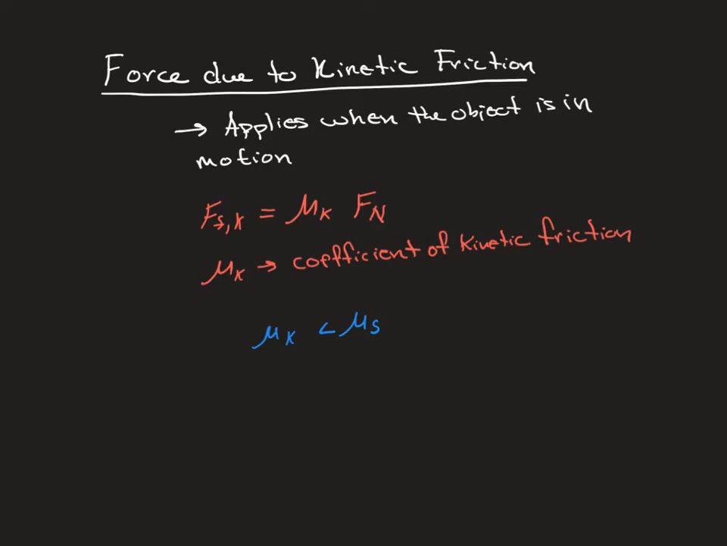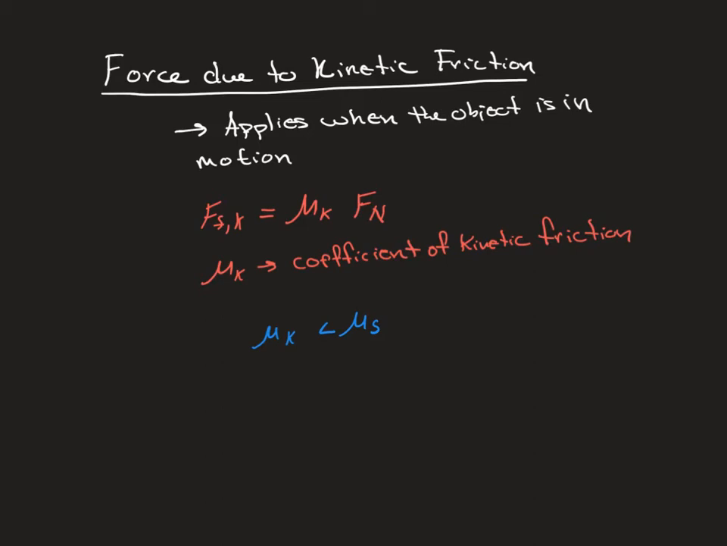And the coefficient of kinetic friction is different than the coefficient of static friction. Typically it is a lower value. It actually requires less force to keep something in motion than it does to start it in motion. So this is why if you're pushing a heavy object and you're pushing and pushing and pushing, and then all of a sudden it starts moving and you kind of fall forward, this is because you've now overcome the force due to static friction, which is a higher value than the force due to kinetic friction.